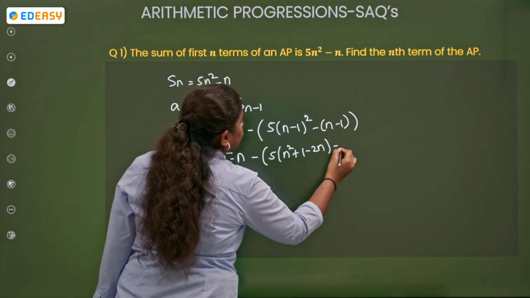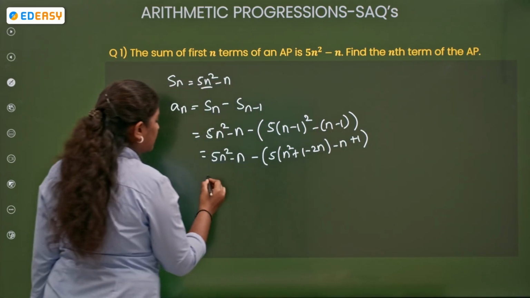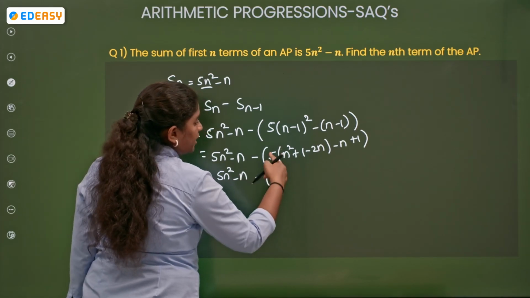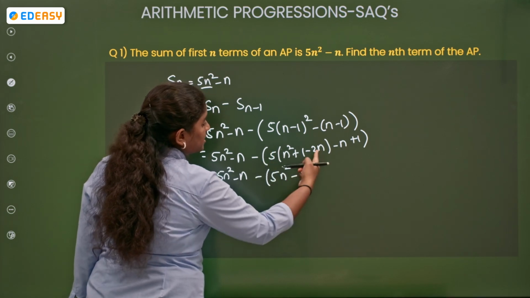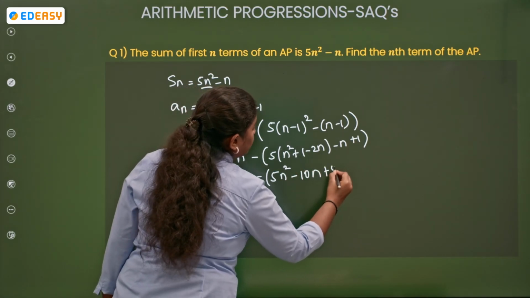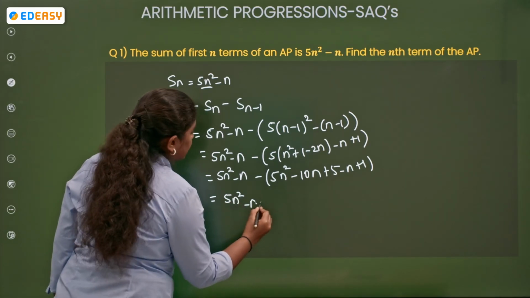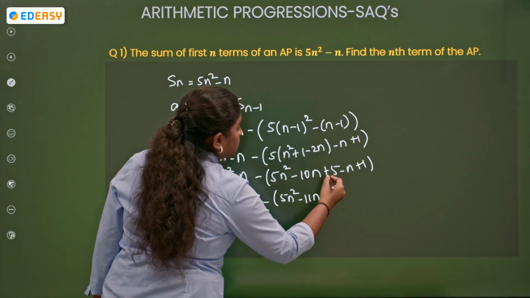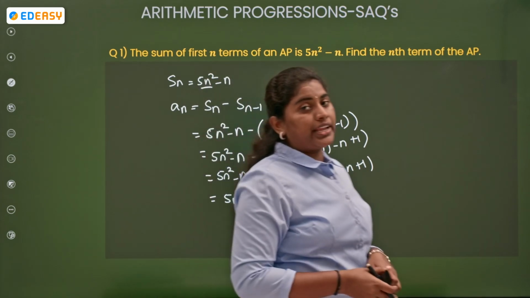Now 5n square minus n minus 5 into (n minus 1) whole square, which is n square plus 1 minus 2n, minus n minus multiplying, minus into minus plus 1. Clear? Now 5n square minus n minus (5n square minus 10n plus 5 minus n plus 1). Now 5n square minus n minus (5n square minus 11n plus 5 plus 1, which is 6). If you simplify this, you will get the required an value.